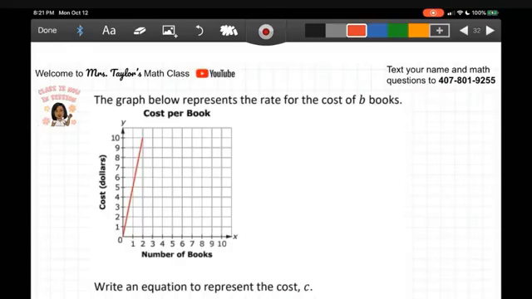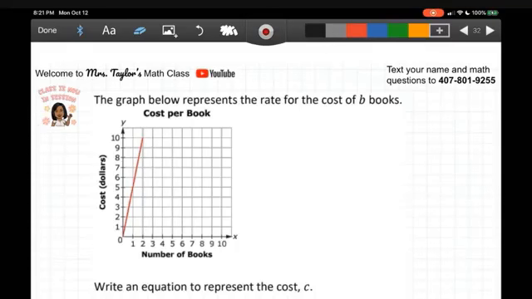Here it says the graph below represents the rate for the cost of the books. Write an equation to represent the cost C. So the number of books is your X, your independent variable, and then the cost is your dependent variable. Depending on how many books you buy, that's going to be your cost.